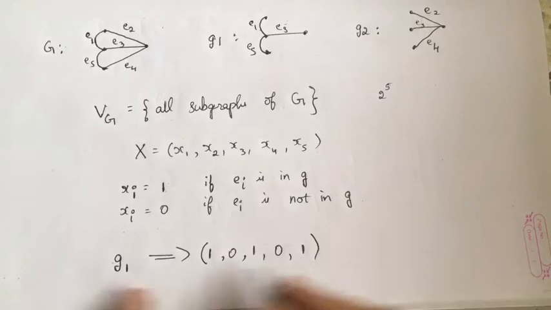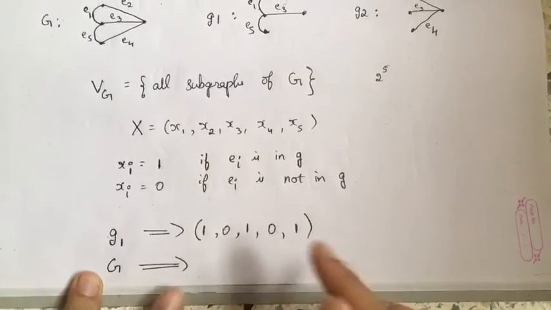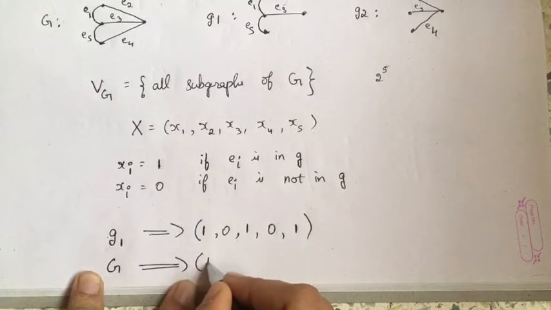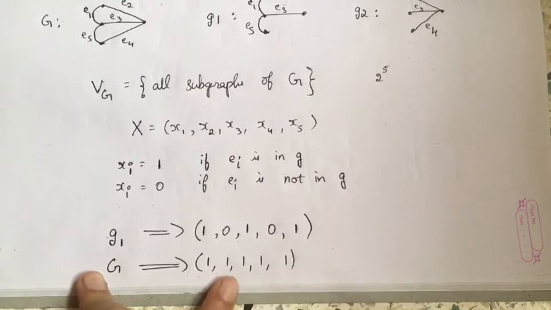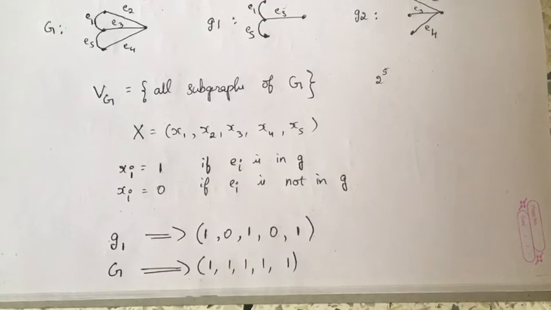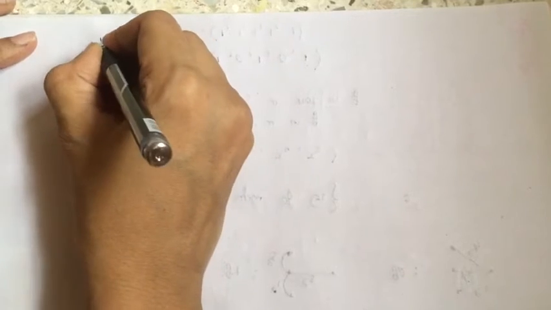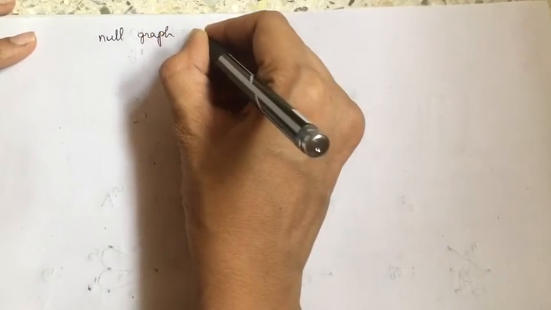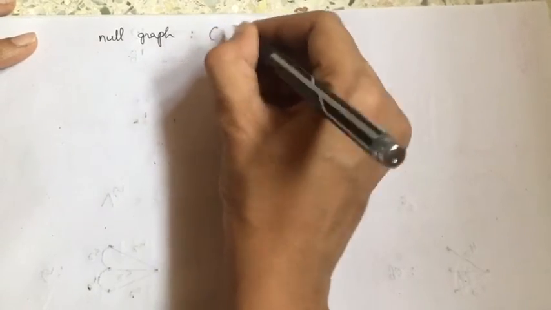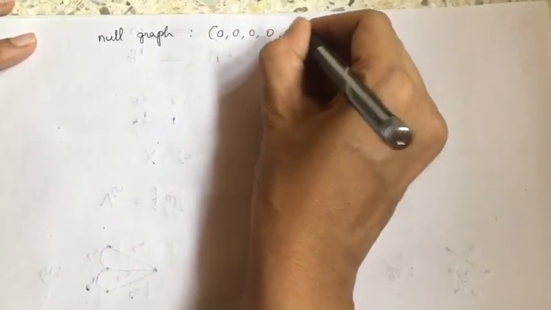Now, how can I represent G? All edges are present, so 1, 1, 1, 1, 1. And a null graph, which is also a subgraph of G, is denoted by 0, 0, 0, 0, 0.